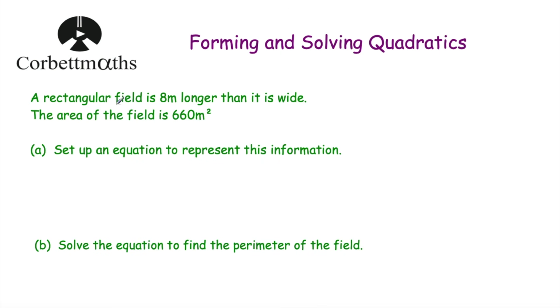Our next question says a rectangular field is 8 meters longer than it is wide, and the area of the field is 660 meters squared, or 660 square meters. In part A, we've been asked to set up an equation to represent this information, and in part B, we've been asked to solve the equation to find the perimeter of the field.